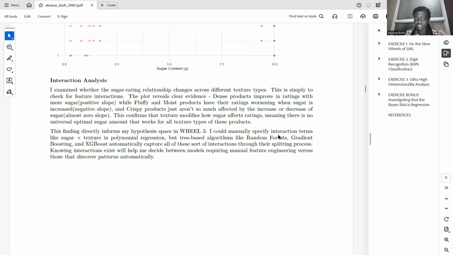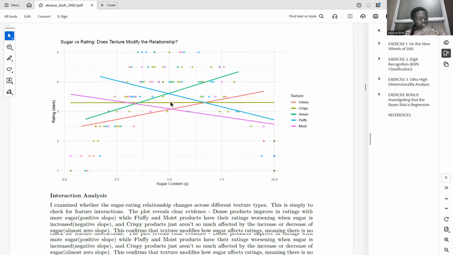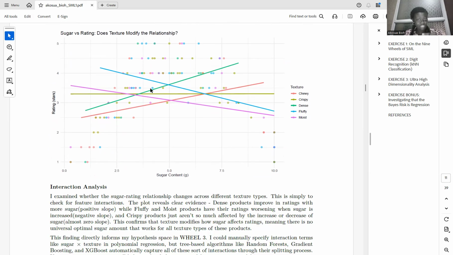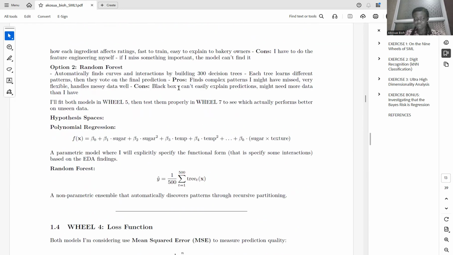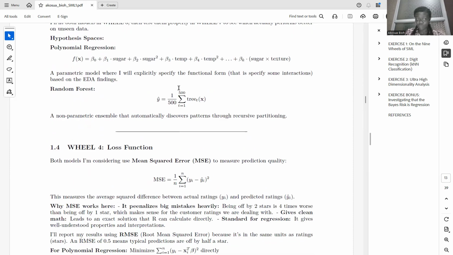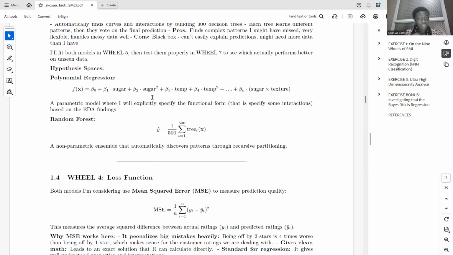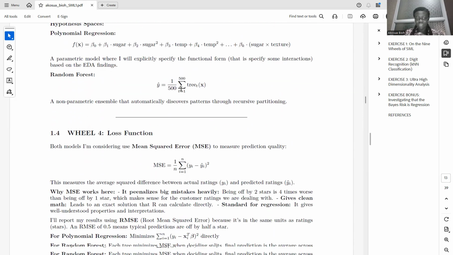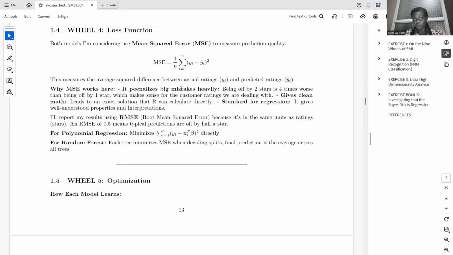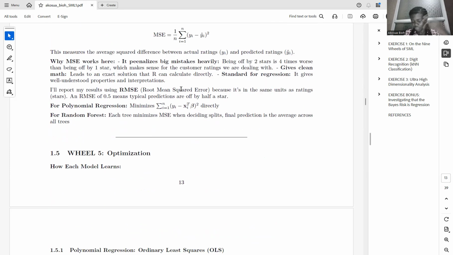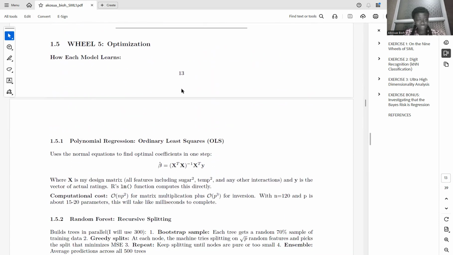So that informs our hypothesis space. Look at this too. When you plot sugar versus rating, you realize that texture actually modifies the relationship. You can see there are different slopes in these lines. So when we move on to the hypothesis space, I chose the polynomial regression and then the random forest, because I wanted it to tackle feature interactions that I wouldn't even realize exist. I checked the loss function, which is the mean squared error, which really penalizes big mistakes very easily. And also I did optimization.